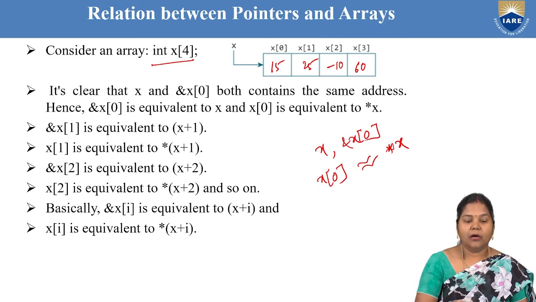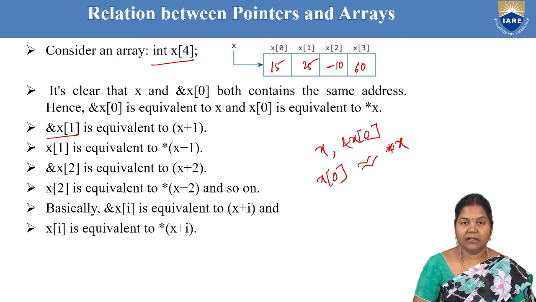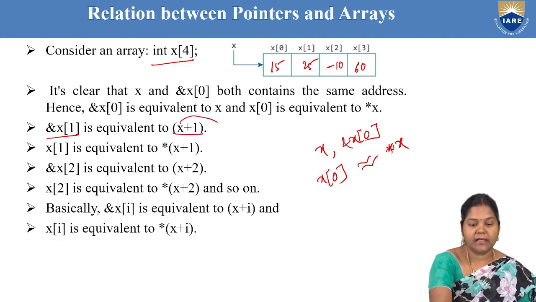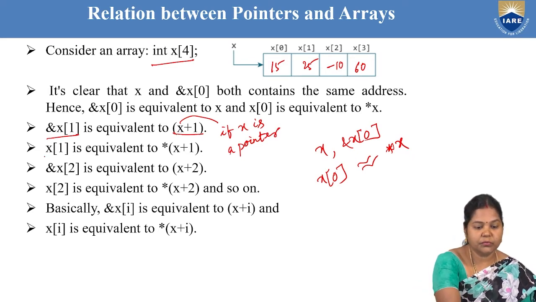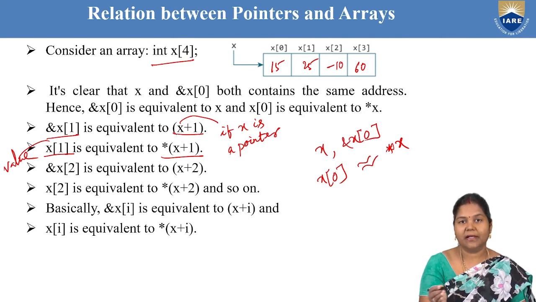If you specify &x[1], that means I am referring to the address of the first element in the array. This is equivalent to, if x is a pointer, writing x+1. Similarly, if you want to refer to the value, x[1] refers to the value, which is the same as *(x+1), because x+1 refers to the address and *(x+1) means the value at that address.